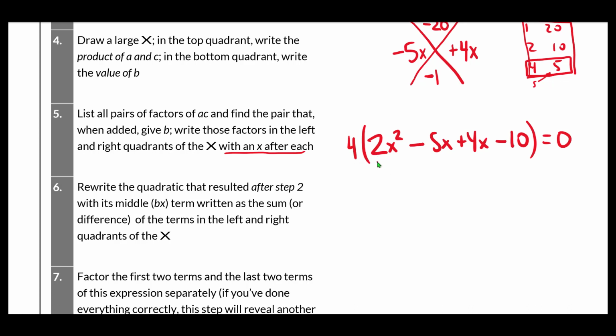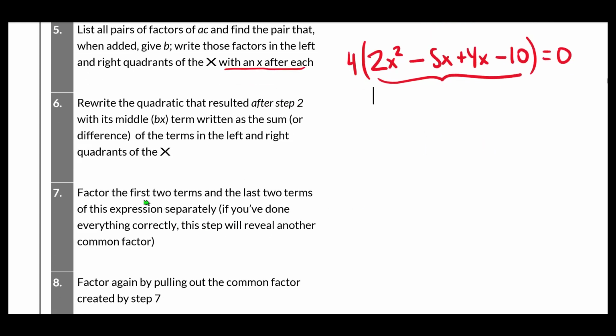So now, this is step 7, I'm going to factor the first 2 terms and the last 2 terms separately. I'm going to look for something that is common to 2x squared and 5x, and of course that's just an x. So here's what I have. I'm going to pull that x out. So x times 2x minus 5. Again, just to distribute, x to 2x gives me the 2x squared, x to negative 5 gives me the negative 5x.